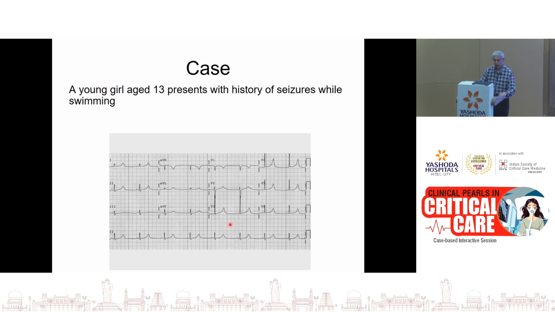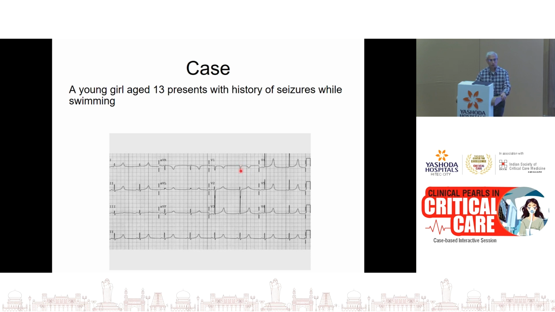I'm going to show you a case of a young girl who was 13 and presented with a history of seizures. She was brought to the ER with a history of seizures when she went into the swimming pool. When she came in, she was slightly disoriented but conscious, and this is what her EKG looked like. What does the EKG show? It shows a long QT interval. You can see the QT interval is long. So this is what we call long QT syndrome.